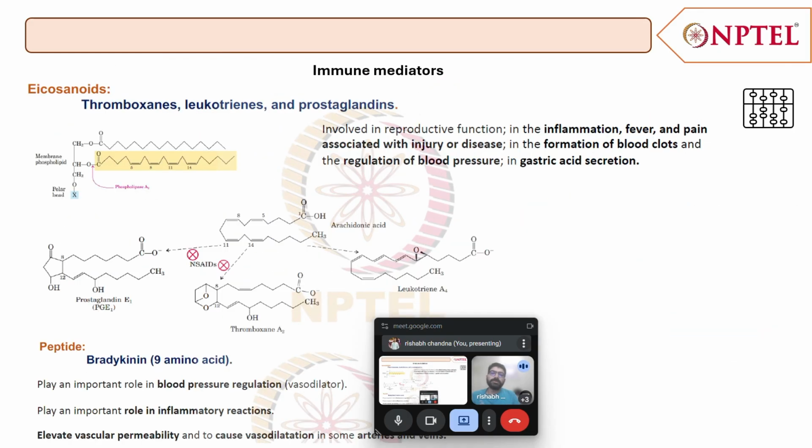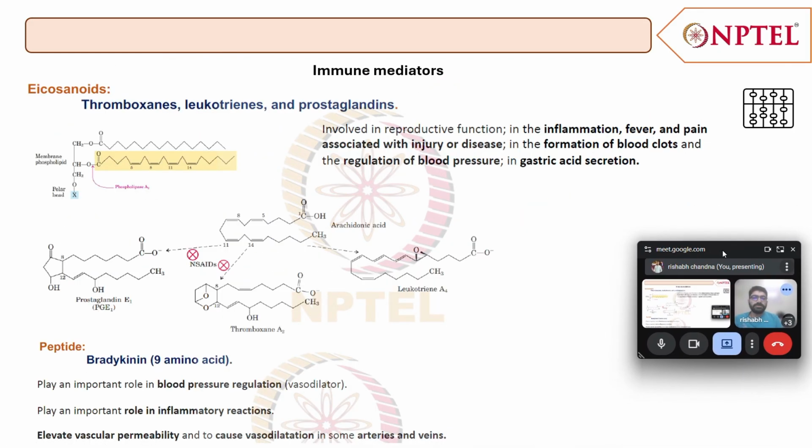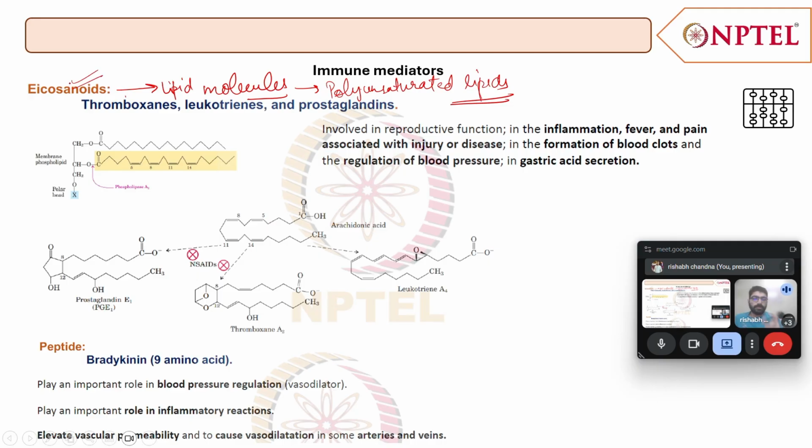Okay, so now moving on to the second class, that is eicosanoids. Eicosanoids are basically lipid molecules. We saw first the amines, histamine and serotonin. Now we have lipid molecules that are derived from different polyunsaturated lipids, like arachidonic acid. These are lipid molecules that have a short-lived immune function.